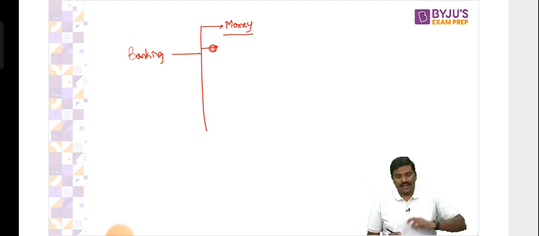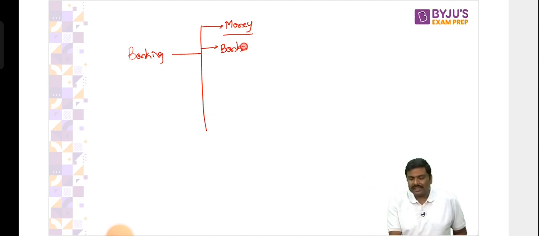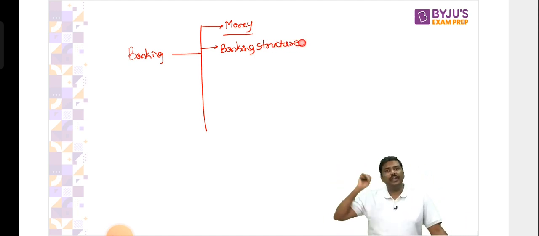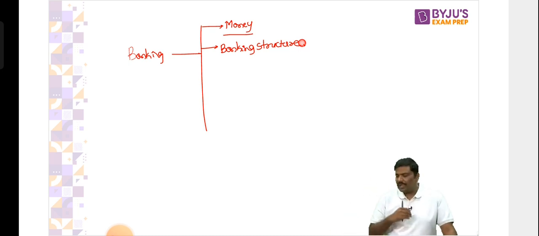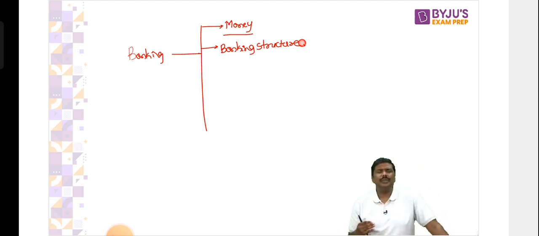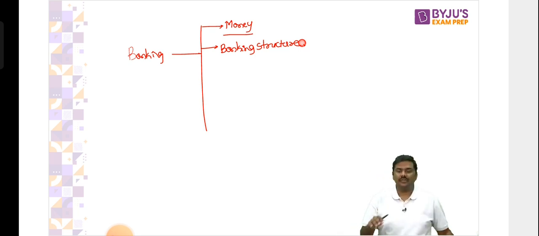After money, we discussed the banking structure in India. At the top of the banking structure, we have the Reserve Bank of India. RBI regulates everyone in the Indian market. For example, scheduled commercial banks, public sector banks, private sector banks, RRBs, and cooperative banks all come under the regulation of the Reserve Bank of India.